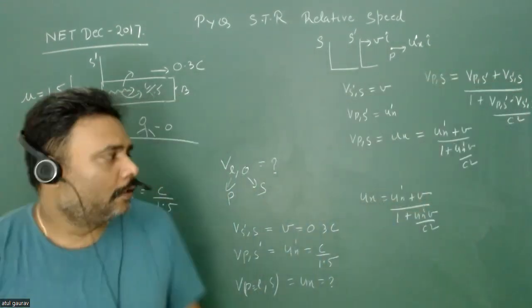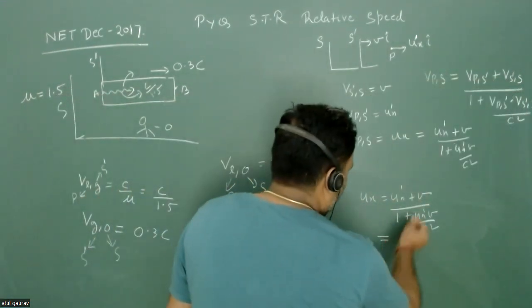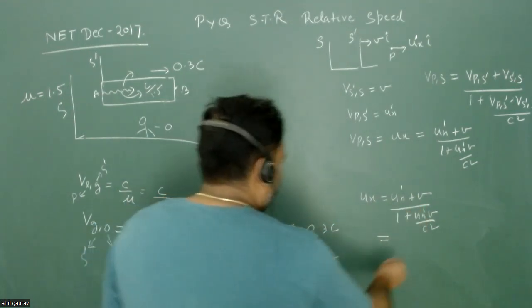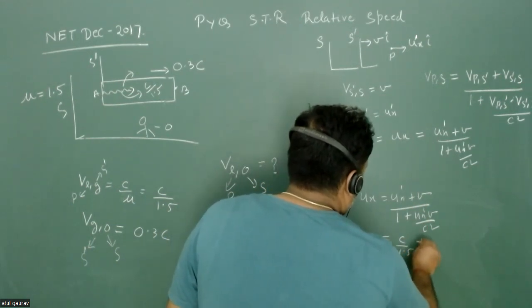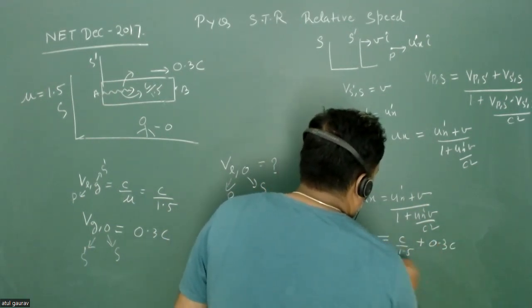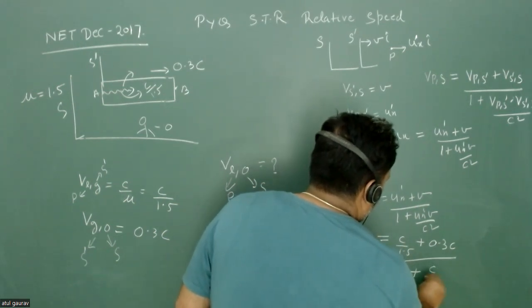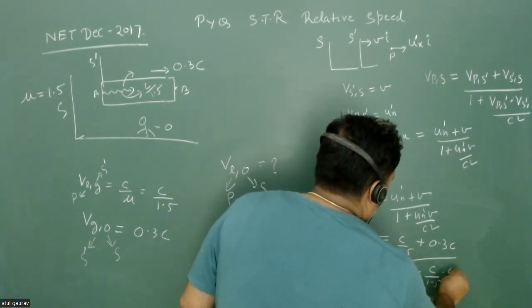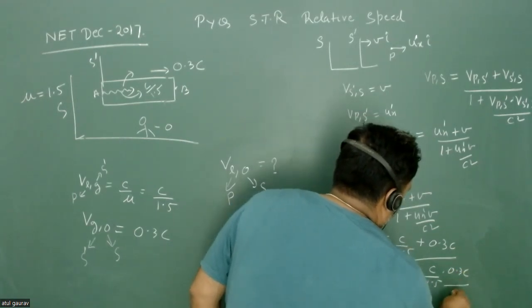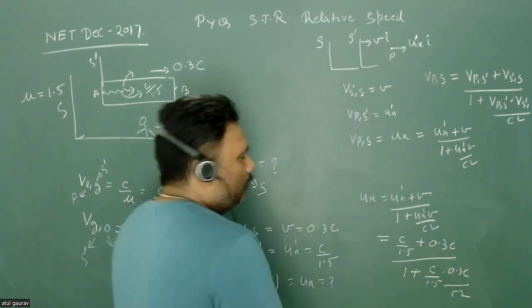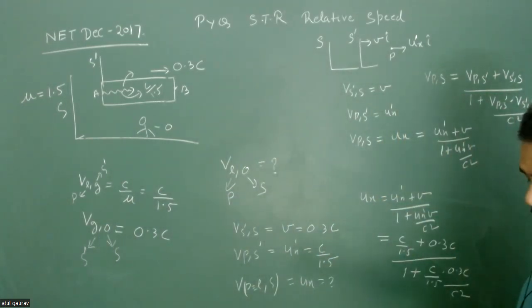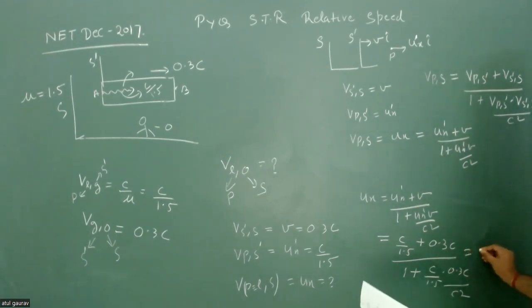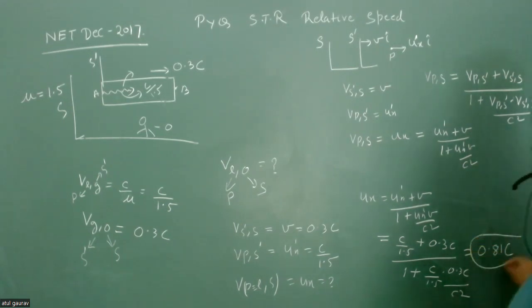So now we have to put all these values. ux dash is equal to c upon 1.5, v is 0.3 c, and we have 1 plus c upon 1.5 into 0.3 c by c square. When you calculate all this, I have calculated it myself, and this value is actually 0.81 c. So this will be the answer.